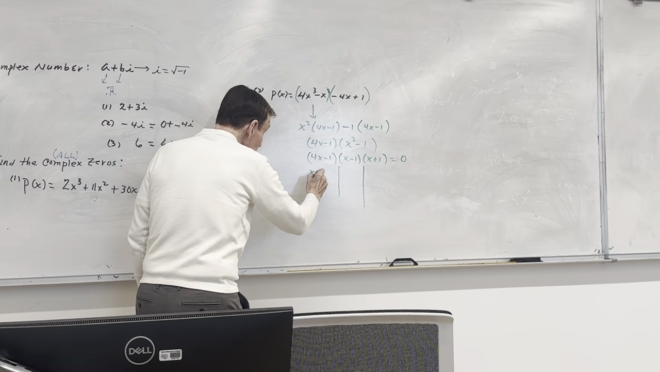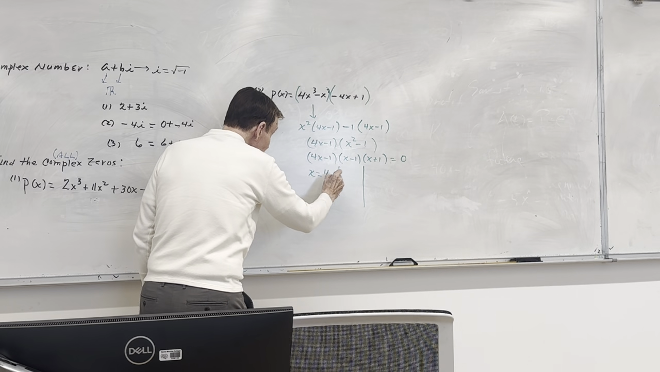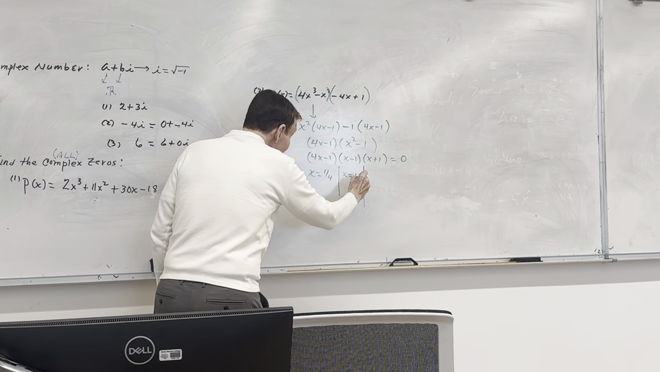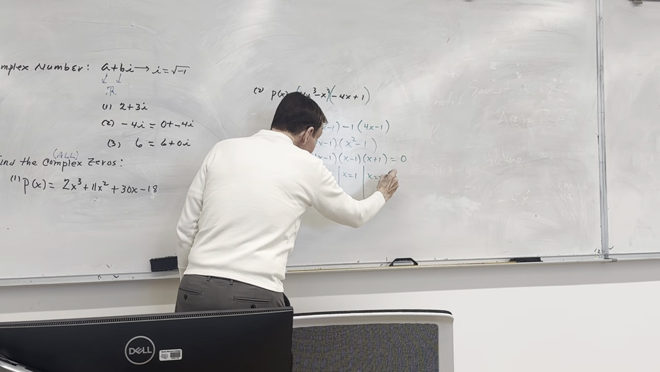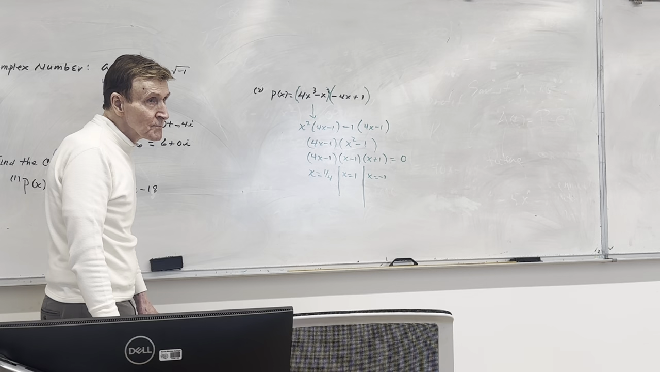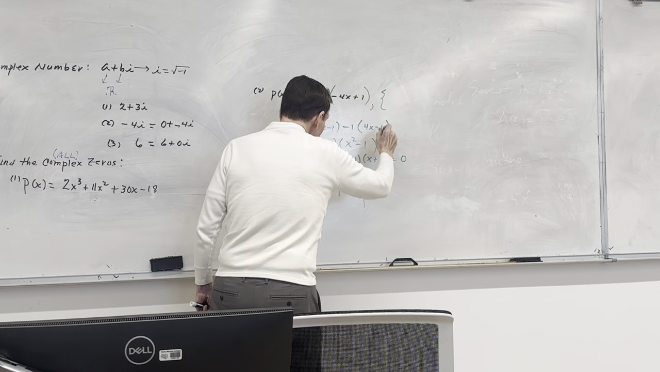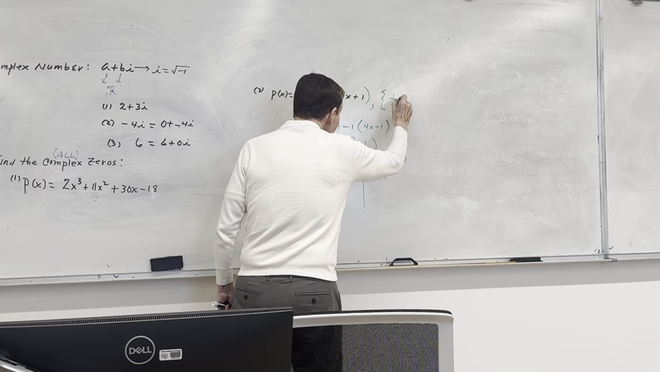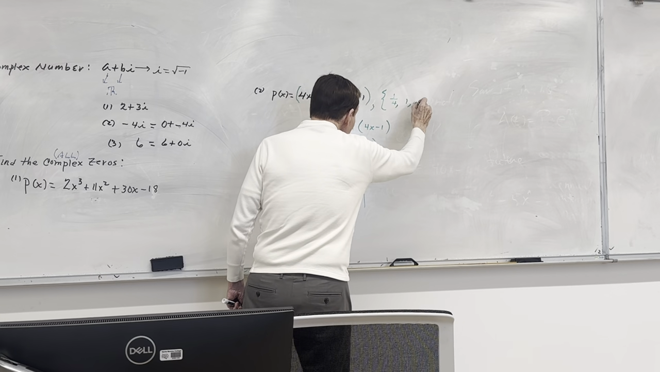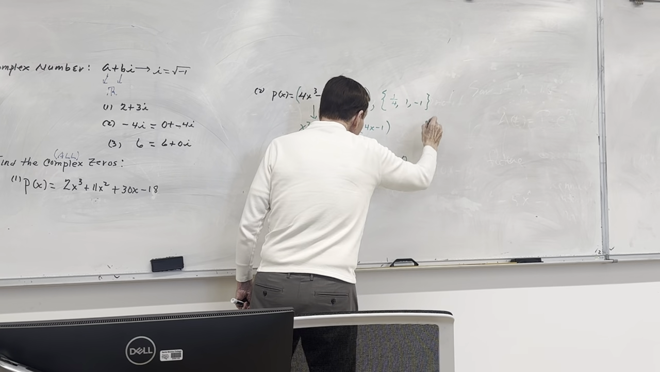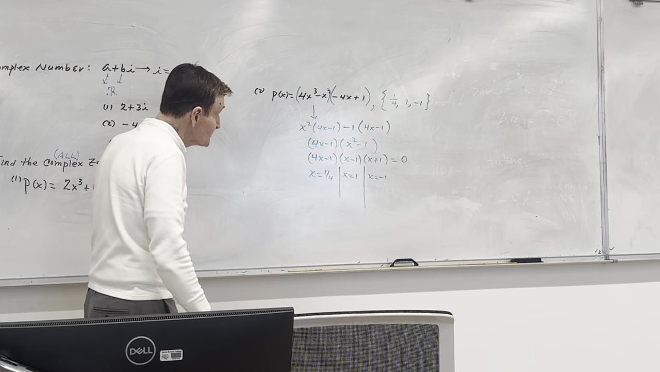Guys, we've done this so much, I'm going to do this quickly. This is 1/4. This is 1. This is -1. Yes or no? So my 3 zeros for this one came in no time: 1/4, 1, -1. I don't care about the order that you place those. And we're done.